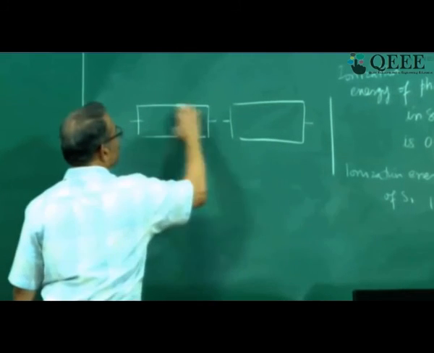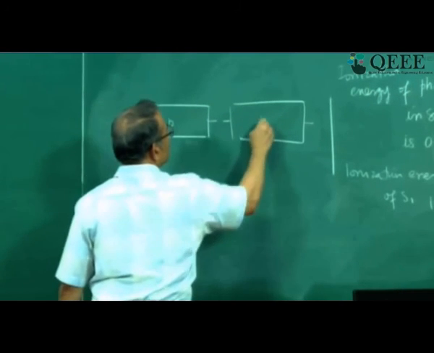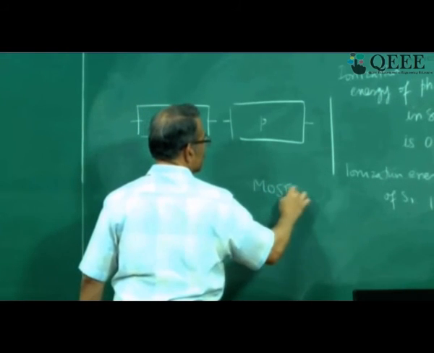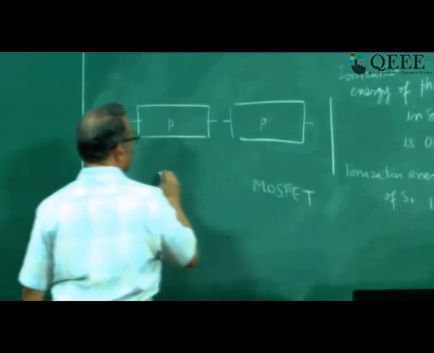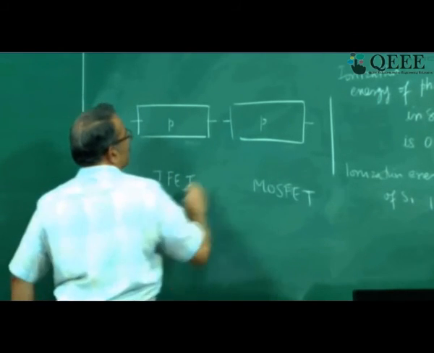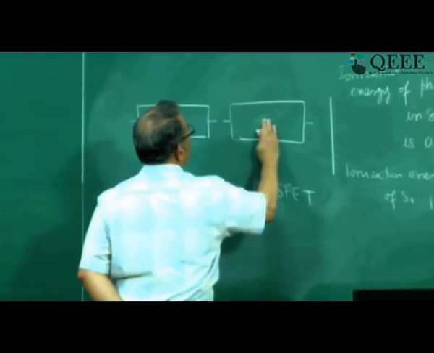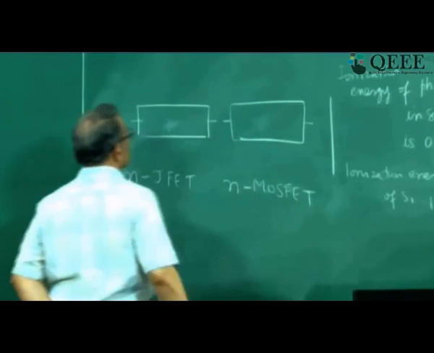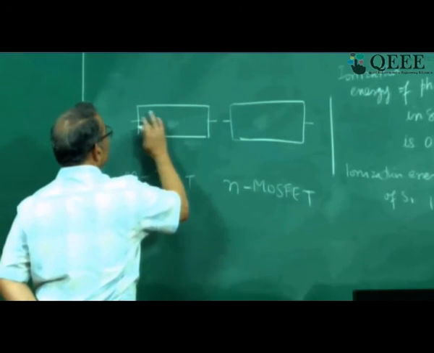Suppose I want to talk about current flow in p-type region. So say this is a MOSFET and this is a JFET. I want to talk about an n-channel JFET and an n-channel MOSFET. So an n-channel JFET will look like this.